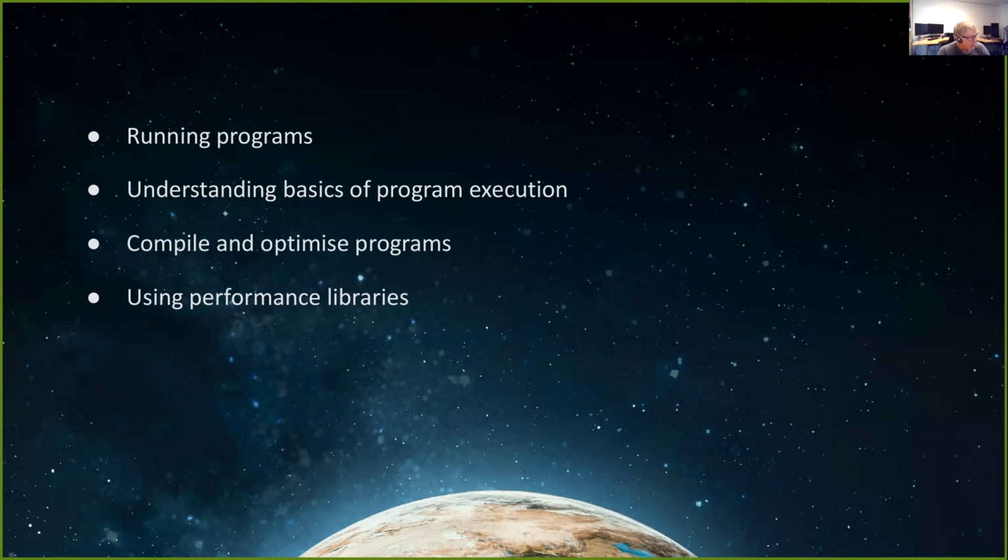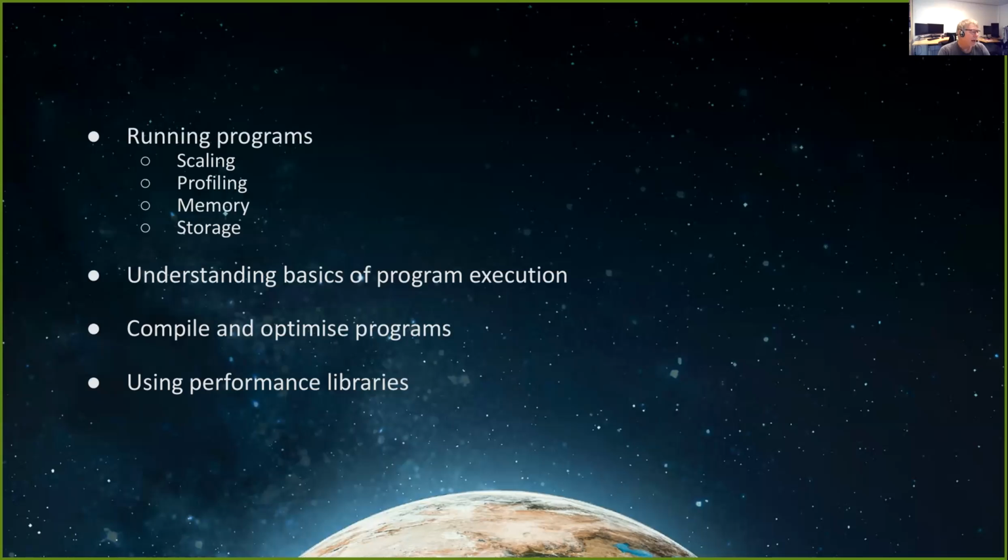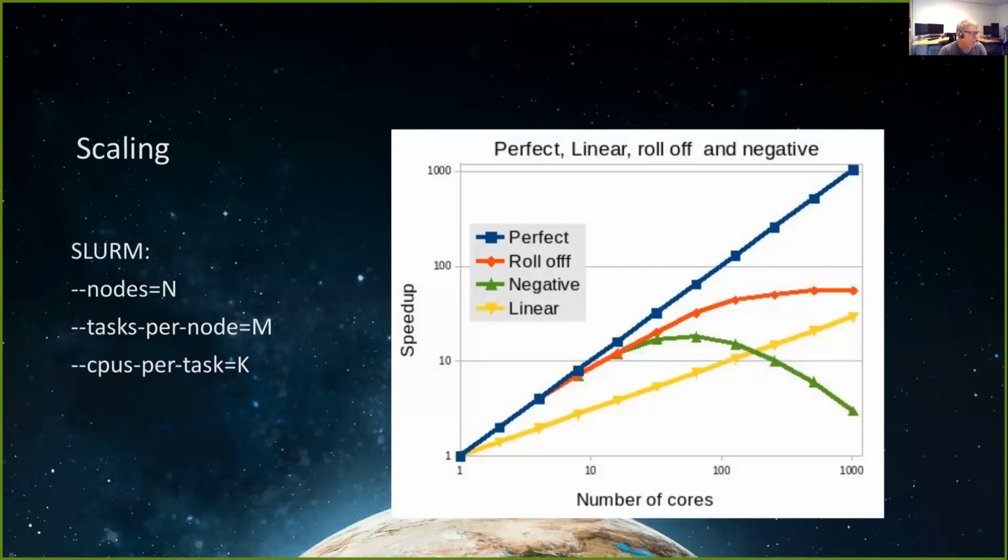And using libraries. I also touched upon the people complaining that there's a huge difference with AMD and Intel processors, and this has to do typically with libraries. Scaling, profiling, memory, and storage while you are running the program.